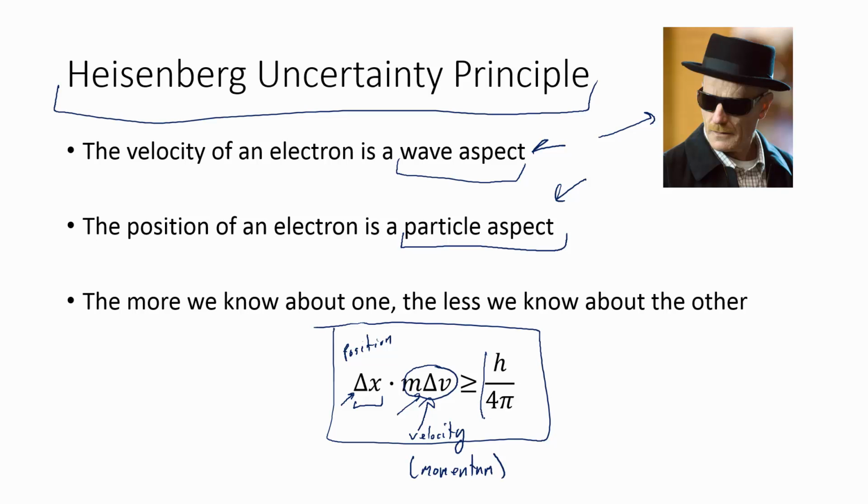And this is all related nicely to Planck's constant again, with a couple of other constants, 4 pi there at the bottom. But the overall take-home message I want you to get from this is just this: the more we know about the position, the less we know about the velocity, and vice versa.